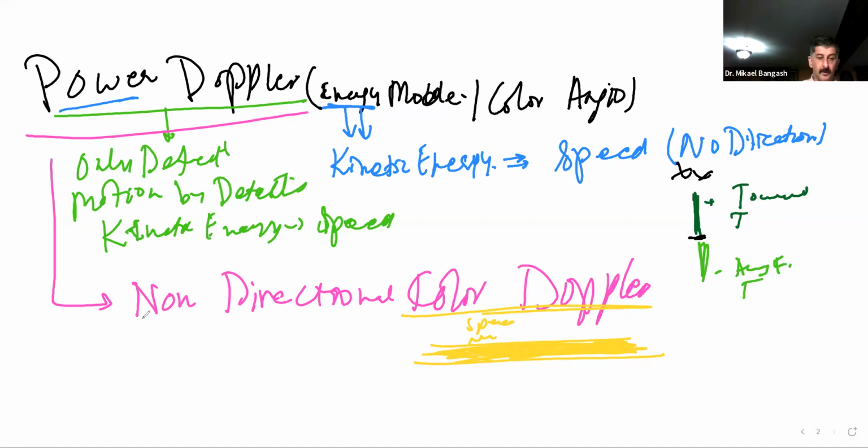Clear? But here, since there is no direction, there will be no positive or negative Doppler shift. It will only display the blood vessels in which there is movement of blood or flow of blood by a color. It still uses colors to display. That's why it's called color.